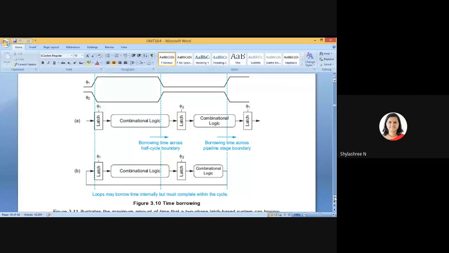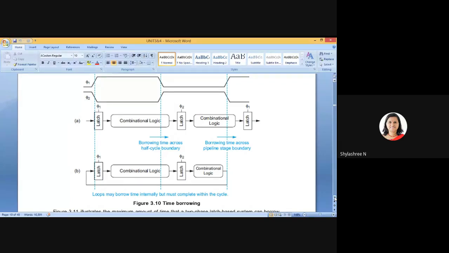As the name itself indicates, we can borrow time. Suppose in one clock cycle, it takes less time, and the second block, with the second cycle data, is huge and takes more time. Then you can borrow time from the previous clock cycle. As the name itself indicates, it is time borrowing.